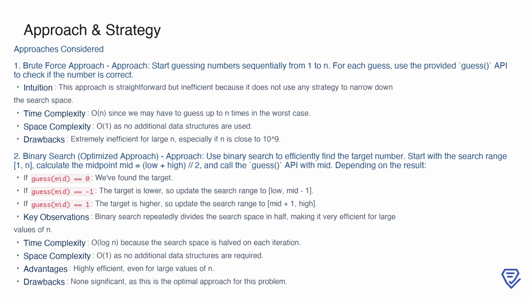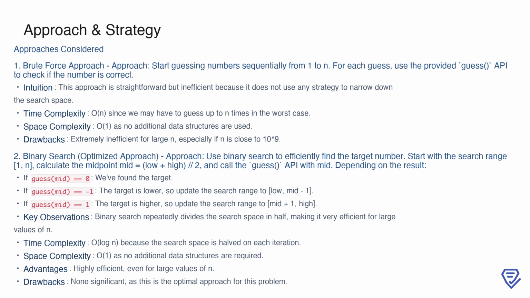To approach this problem, we start by considering two potential strategies, a brute force approach and an optimized binary search method. In the brute force approach, the idea is simple. We sequentially guess numbers starting from 1 up to n, using the guess API to check if the guess number is correct. While this method is straightforward, it's highly inefficient because it doesn't leverage any strategy to reduce the range of possible answers. The time complexity here is O(n), as we may need to guess every number up to n in the worst case, and the space complexity is O(1), since no additional data structures are used. However, this approach quickly becomes impractical as n grows, especially for large values like 10 to the power of 9, making it unsuitable for this problem.